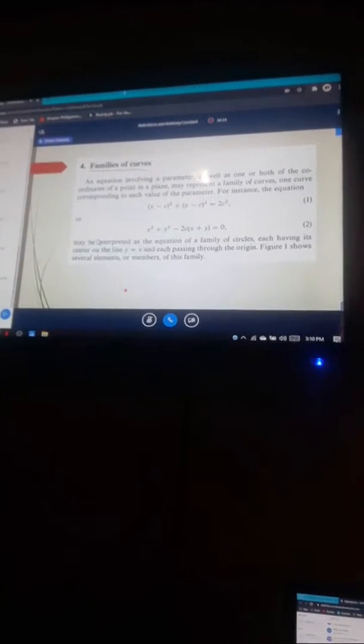Families of curves. So, an equation involving a parameter as well as one or both of the coordinates of a point in a plane may represent a family of curves. So, one curve corresponding to its value of the parameter. For instance, the equation quantity x minus c squared plus y minus c squared is equal to 2c squared, or x squared plus y squared minus 2c quantity x plus y equals 0 may be interpreted as the equation of family of circles.